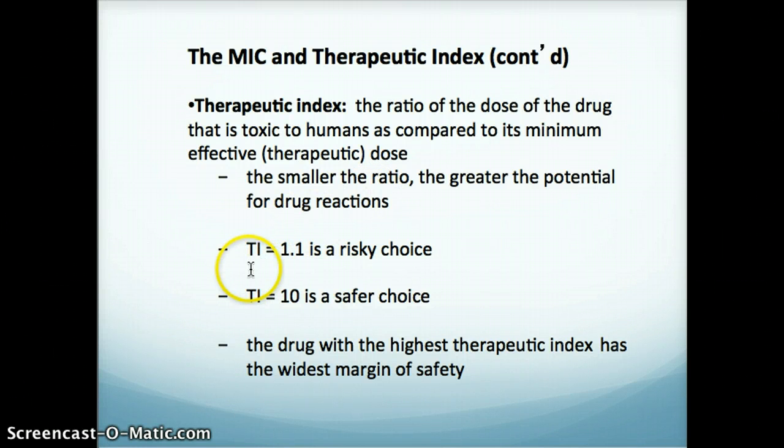So if you see a therapeutic index of 1.1, that's a very small ratio. It means it would be a very risky choice to give somebody that. It may be toxic to them more so than fighting the infection. If you see a TI of 10, that's a much higher ratio. It means that it's probably going to be very effective at a dose that wouldn't cause issues. So you always want to find the drug with the highest therapeutic index because it would have the widest margin of safety for the patient.